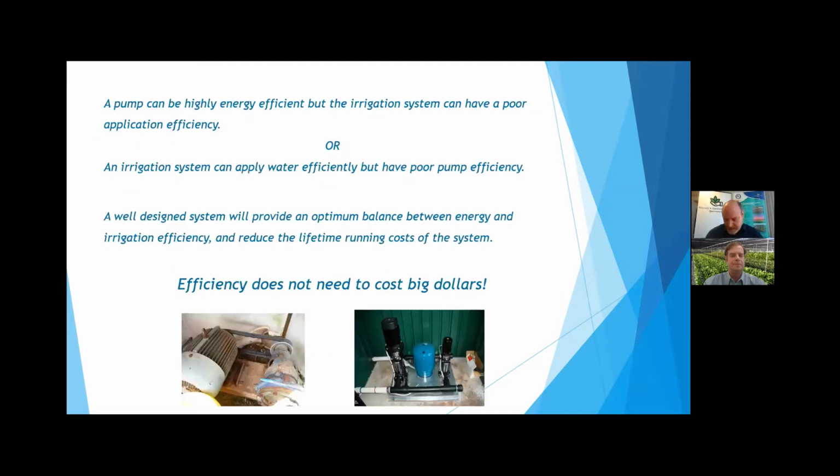To take that a little step further, a pump can be highly energy efficient, but the irrigation system can have poor application efficiency, or the irrigation system can apply water efficiently, but have poor pump efficiency. The idea is to get the right balance between energy efficiency and irrigation efficiency, to give you the most economical or cost-effective way to irrigate plants.